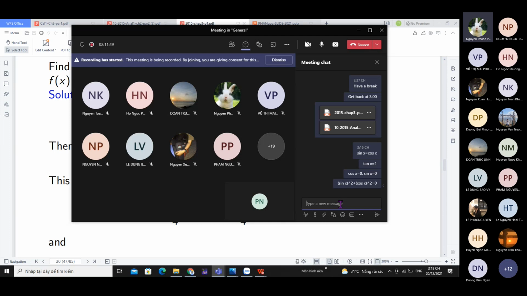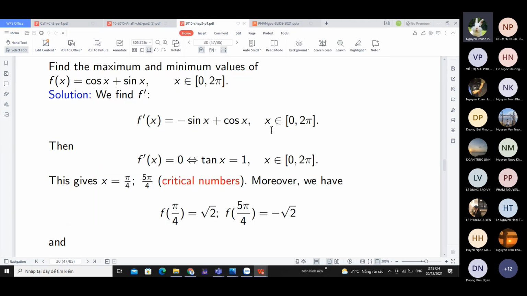And that's why here, actually, it's equivalent to the equation tan of x equal 1. You see? Tan of x equal 1. Here x belongs to the closed interval 0 to 2 pi. So we have got just two solutions, pi over 4 and 5 pi over 4. We have got two critical numbers.